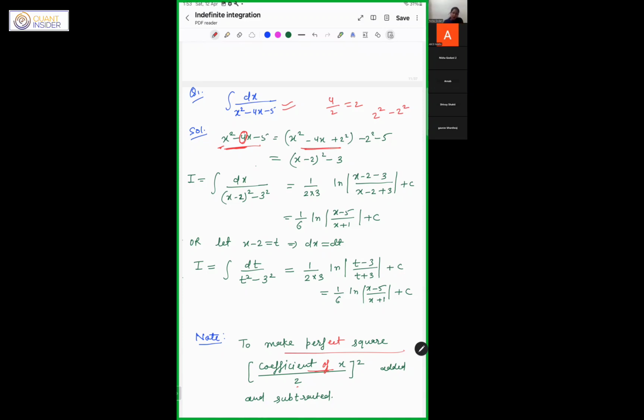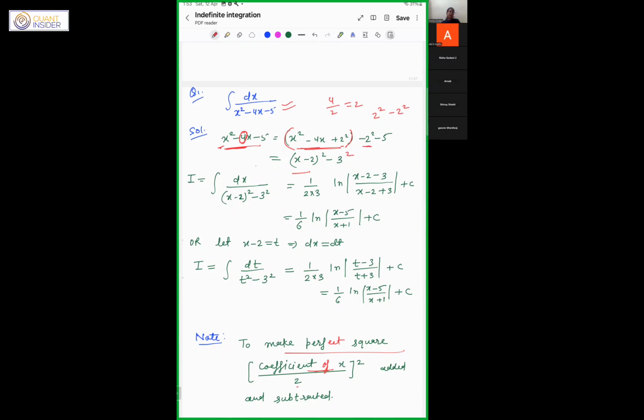So I have done that: x square minus 4x plus 2 square and minus 2 square. When you have in one bracket x square minus 4x plus 2 square, this is actually the square of x minus 2. And then you have minus 4 minus 5, which is minus 9, so 3 square. Now we have a function of the form x square minus a square, and in place of x we have only the linear factor x minus 2. So we have the square of x minus 2 and then minus 3 square. In place of a, we have 3.